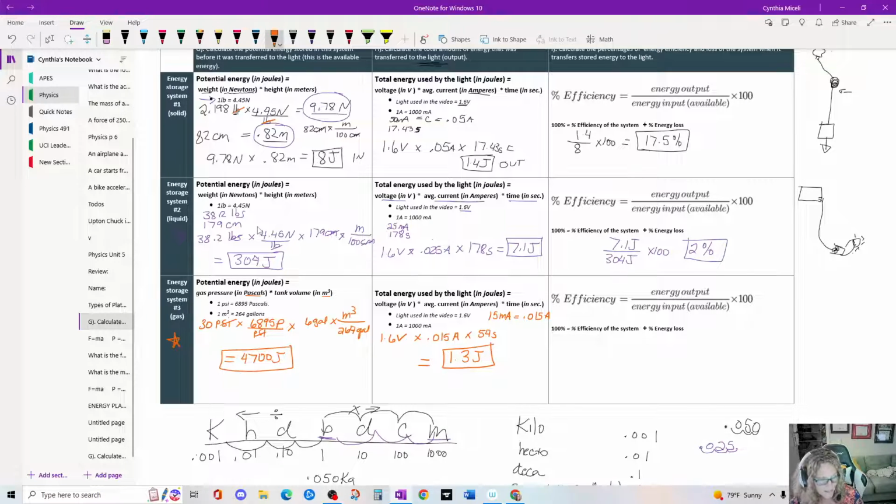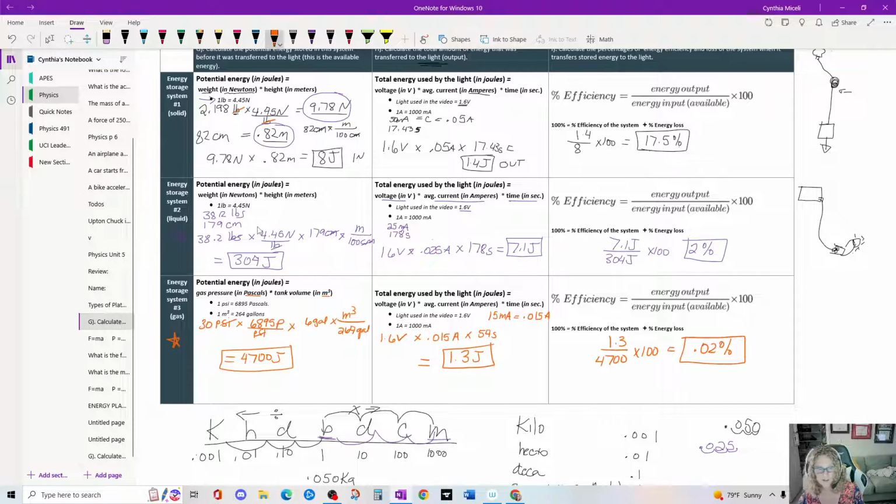Okay, so we wanted 4,700 joules, and we got 1.3. I don't think that's going to be very efficient. Let's find out. 1.3 divided by 4,700 times 100 gives us 0.02% efficiency. That's terrible. So even though the bottom one had the most potential for energy, it did the worst as far as efficiency goes.